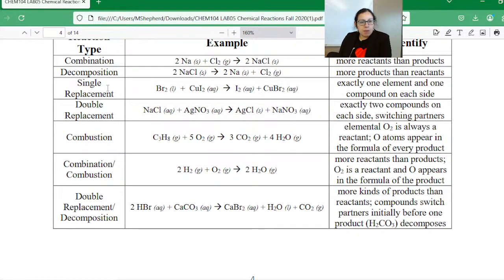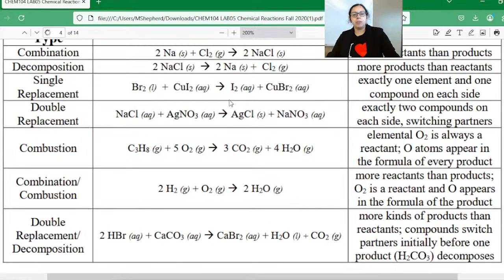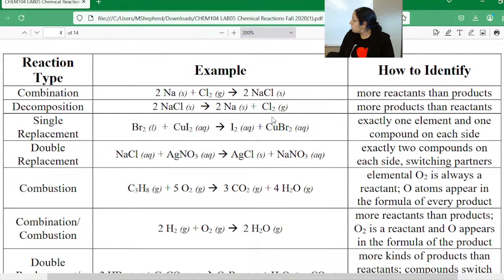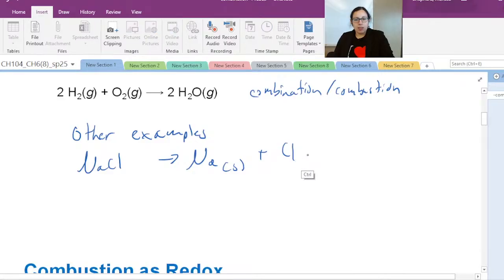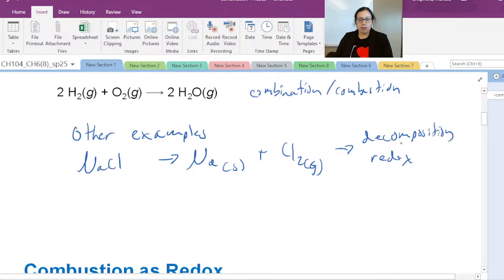Another type, our decomposition reactions, those tend to be redox as well, because again, you're going from one thing, in this case back to its elemental form. So that's usually a good indication that it's a redox. The states also help you determine that it's back in its elemental form. So we said decomposition, so that's likely a redox.